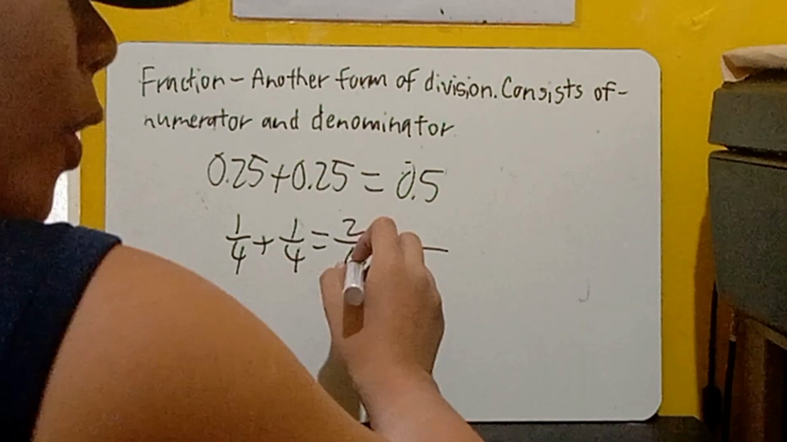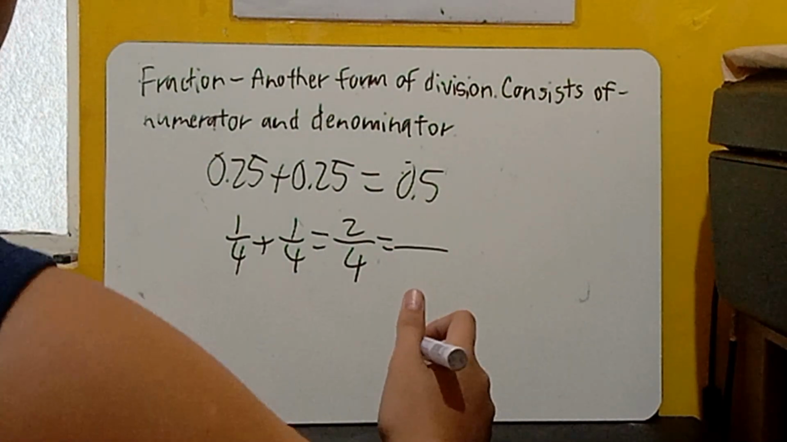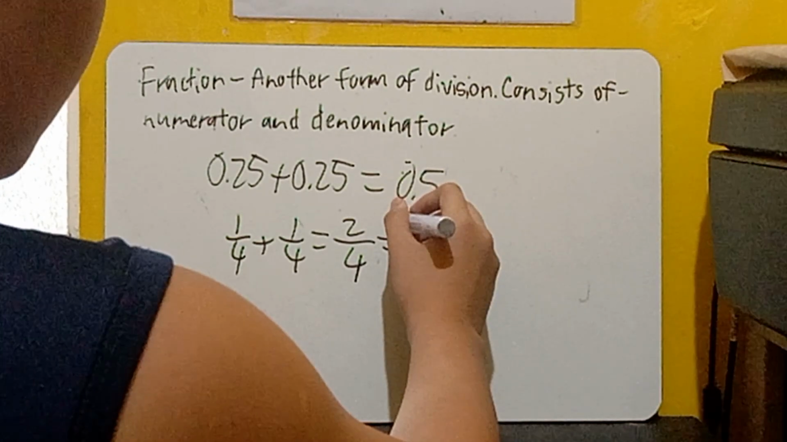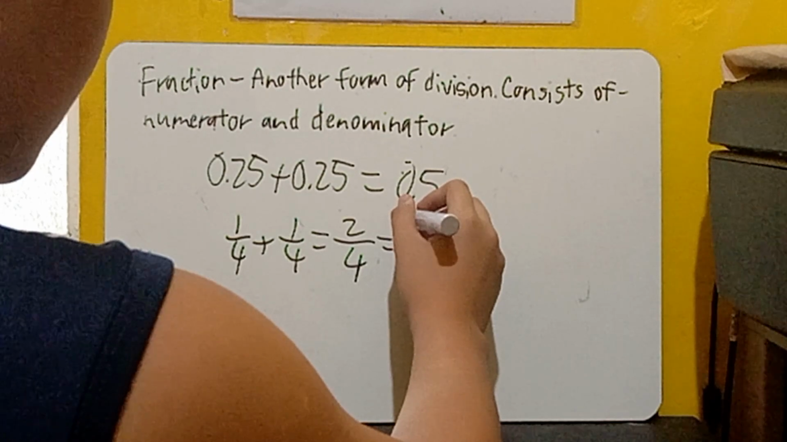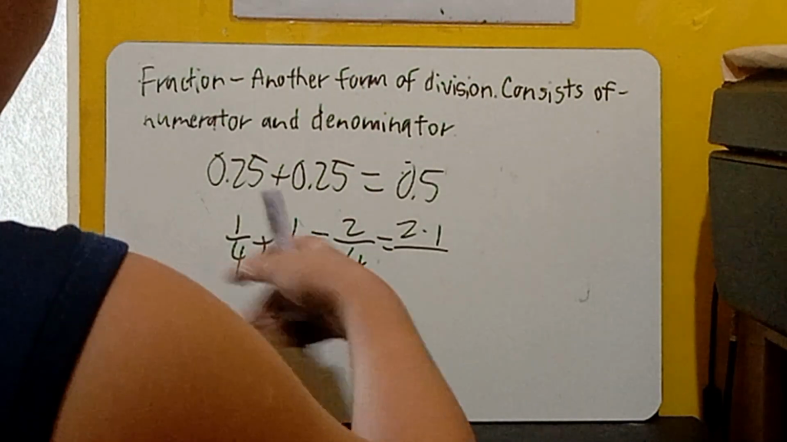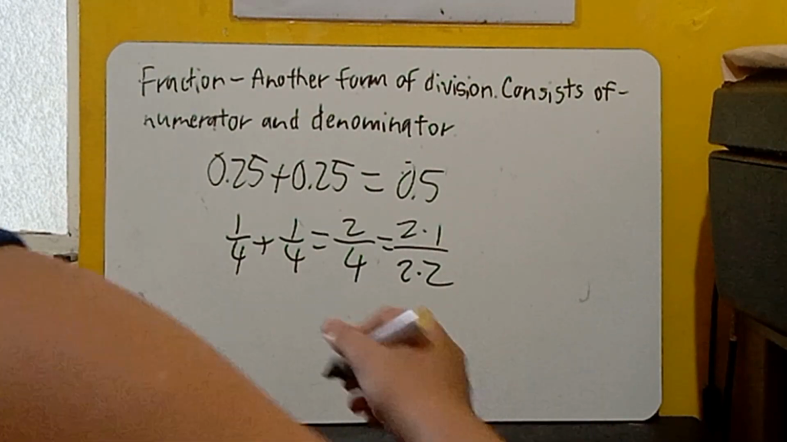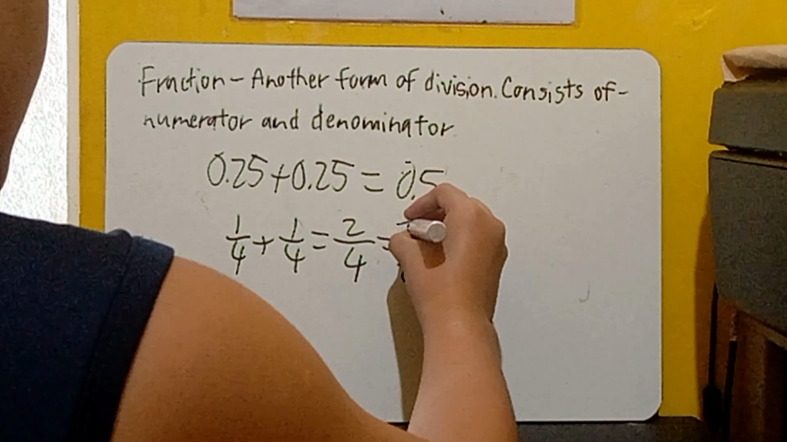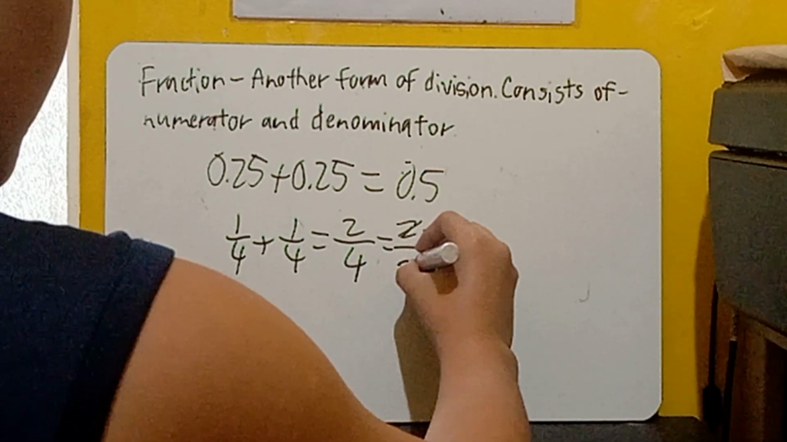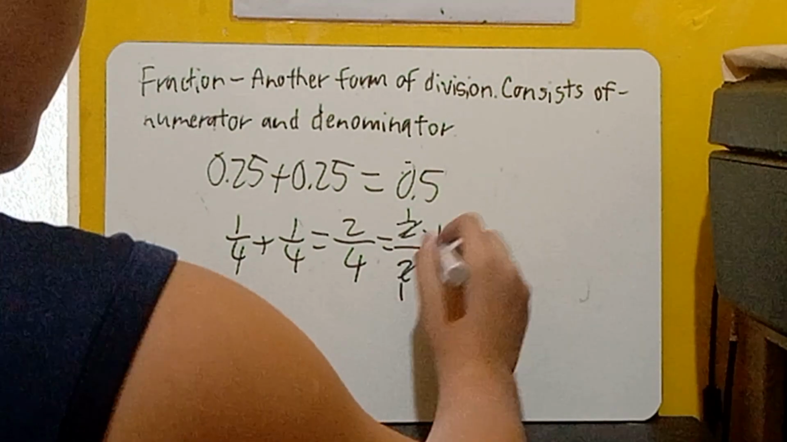What does 2 and 4 have in common? What does the numerator and denominator have in common? Well, they're both multiplied by 2. 2 is 1 times 2. And 4 is 2 times 2. Now, you see these numbers that are the same. If these numbers are the same, we cross them out. And then once we cross them out, the value of them is gonna be 1 now.